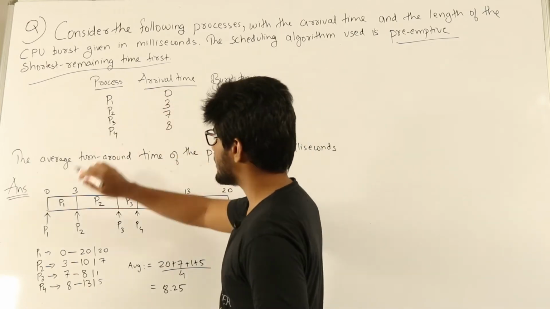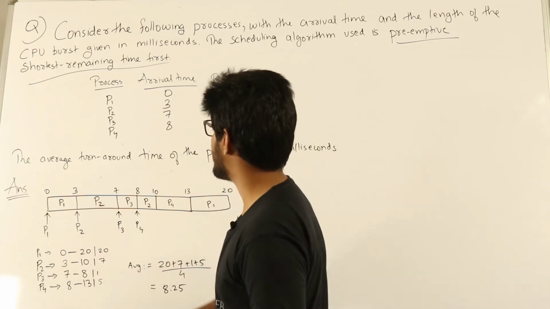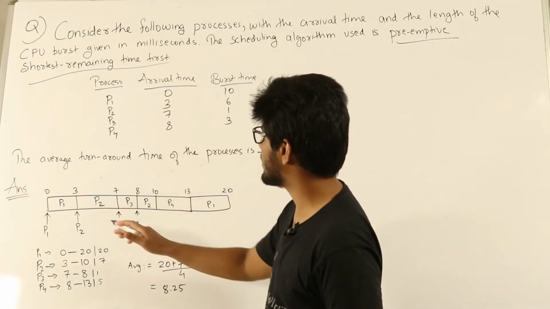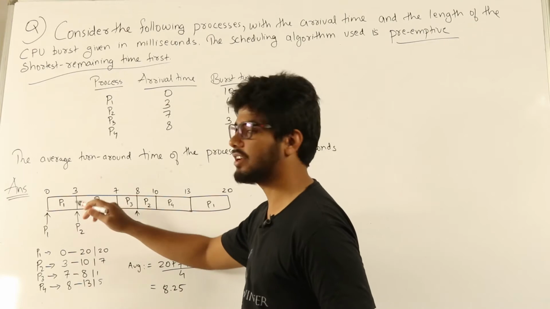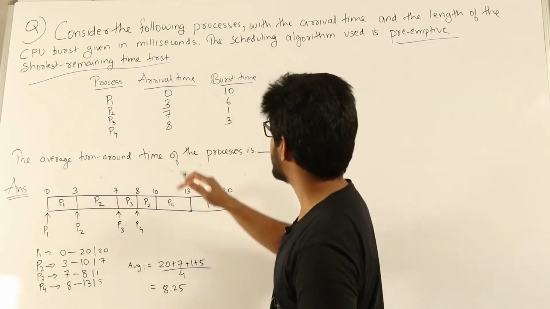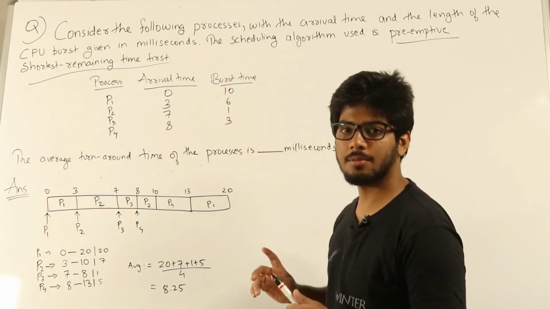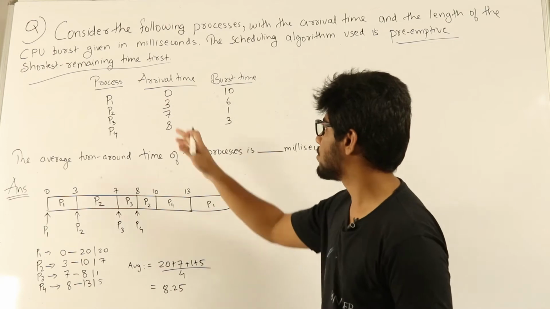At time 0 we only have the process P1. So initially P1 will start running. P1 will run from 0 to 3. At that time process P2 arrives. Now P1 has run for 3 milliseconds and it had a total burst time of 10, so there are 7 milliseconds remaining for process P1.